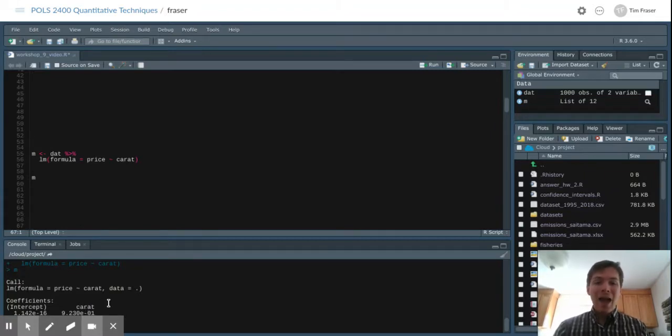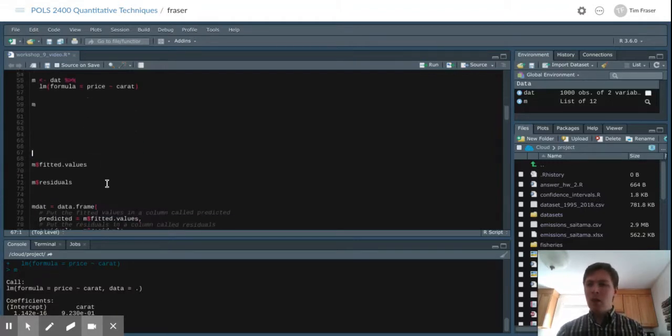And this says what change in price do we expect when carat goes up by 1? Okay, so carat went up by 1. We expect the price of our diamond to be $0.9 more. So 90 cents more. Great, that's kind of useful.